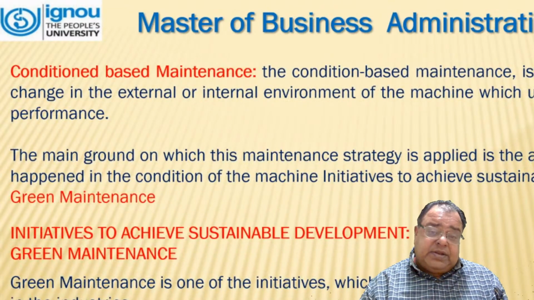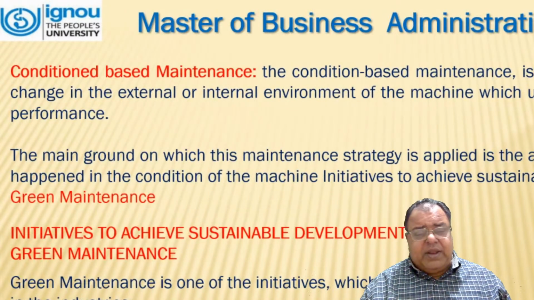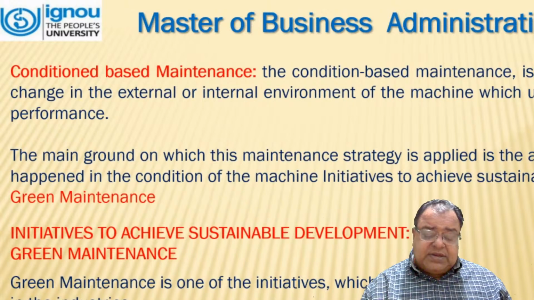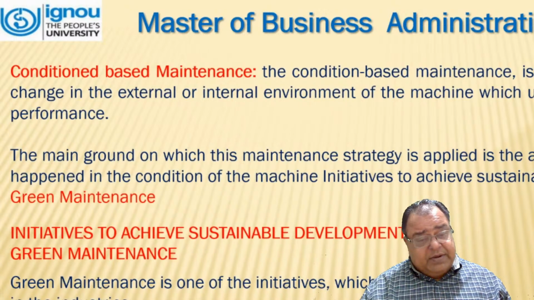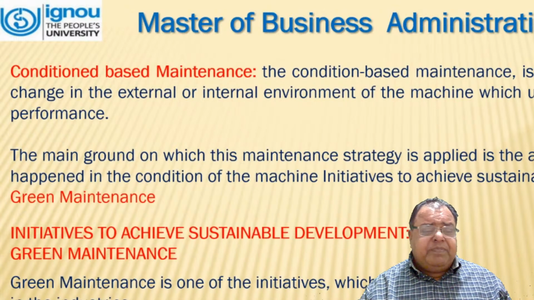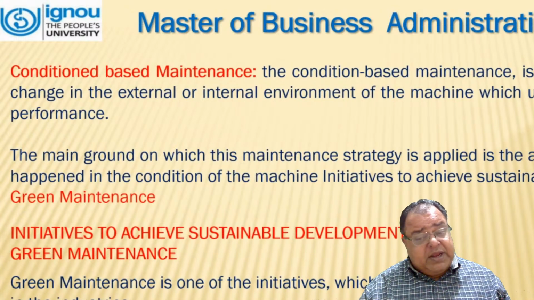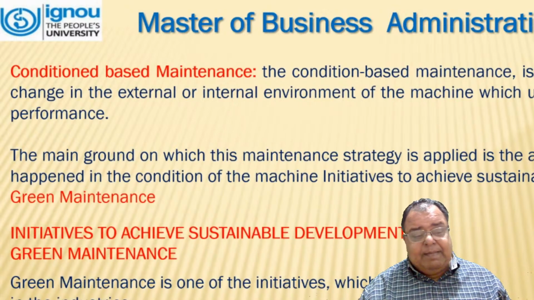Condition based maintenance. This CBM is used when there is a change in the external environment of the machine, which ultimately affects the performance. The main ground on which this maintenance strategy is applied is any kind of alterations that happen in the condition of the machine.